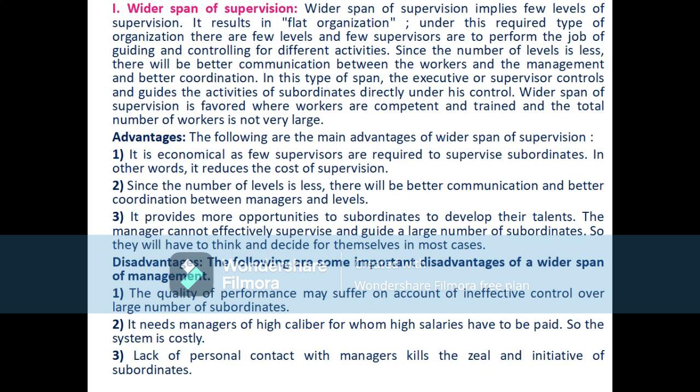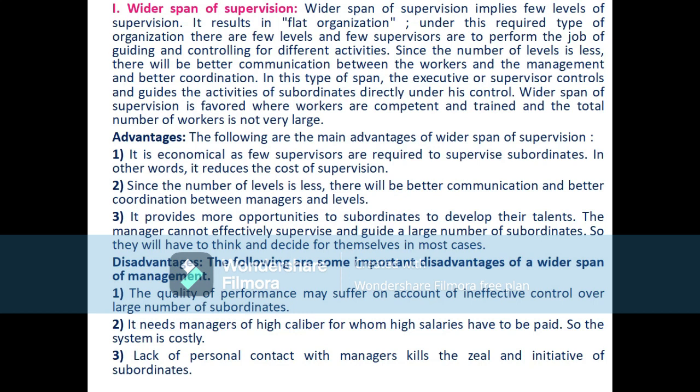In this type of span, the executive or supervisor controls and guides activities of subordinates directly under his control. Wider span of supervision is favored where workers are competent and trained. We have studied this in the factors. If the subordinates are very skilled, very competent persons, then the manager has no need to continuously monitor, and the manager's presence is not much needed.